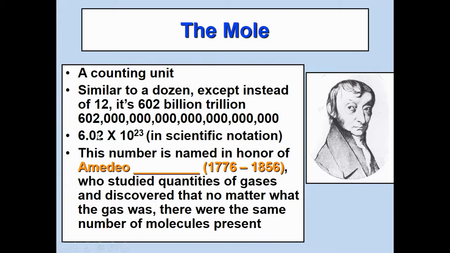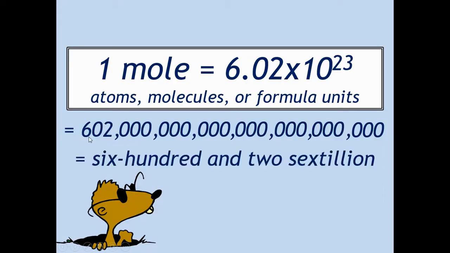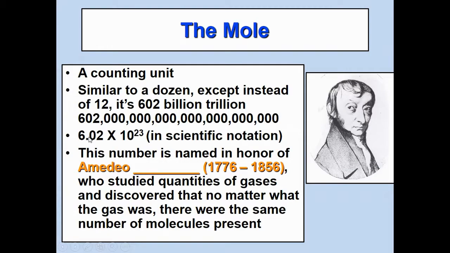We know this number to many more significant digits than this. It's a measurement, and we know it to many more significant digits than these three. But for this class, we'll either use 3 or 4. You will say 6.02 times 10 to the 23, or 6.023 times 10 to the 23.